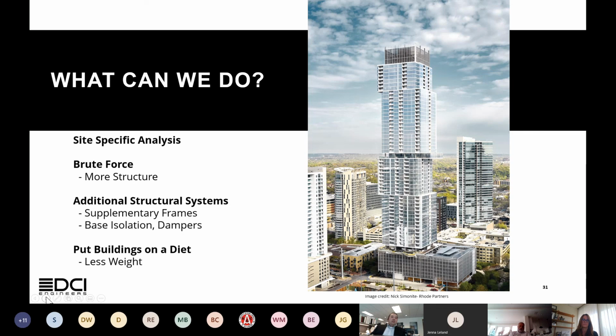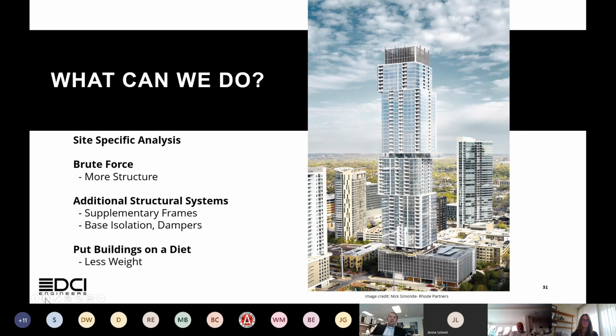And our fourth option is to put our buildings on a diet. So Ramin mentioned Newton's law of force equals mass times acceleration. So the accelerations, as we can see, are going up for certain building classes. If we can reduce the mass of our buildings, that directly affects the overall force that we're seeing. So that can mitigate some of the changes that we're seeing from one code cycle to the next.